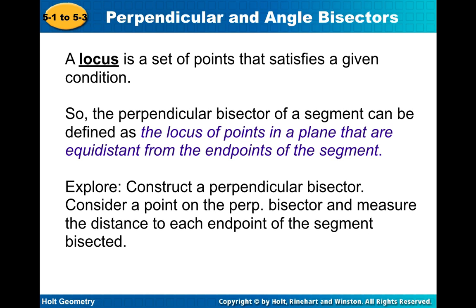The term locus is a word that'll pop up a few times in our textbook. I don't use it myself too much, but to understand what our textbook is talking about, a locus is just a set of points that does something special, satisfies a certain condition. So that definition of a perpendicular bisector, you can say it's the locus of points in a plane, so the collection or set of points that are equidistant from the endpoints of the segment.